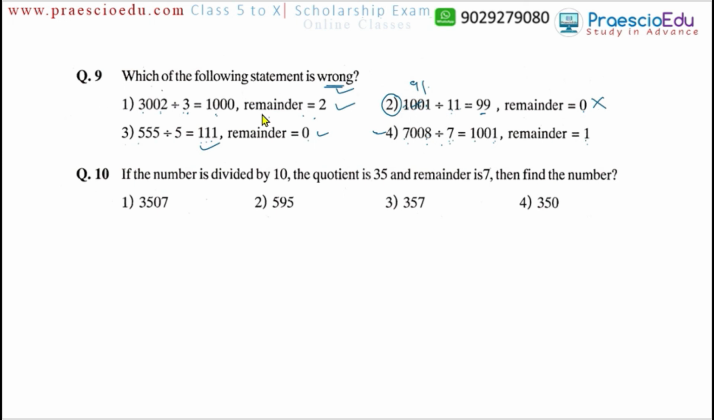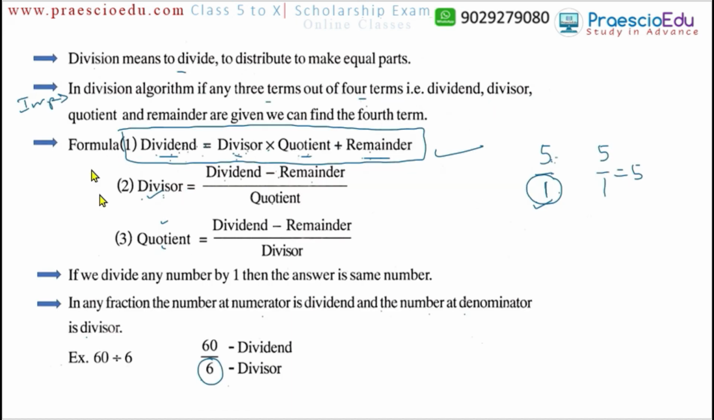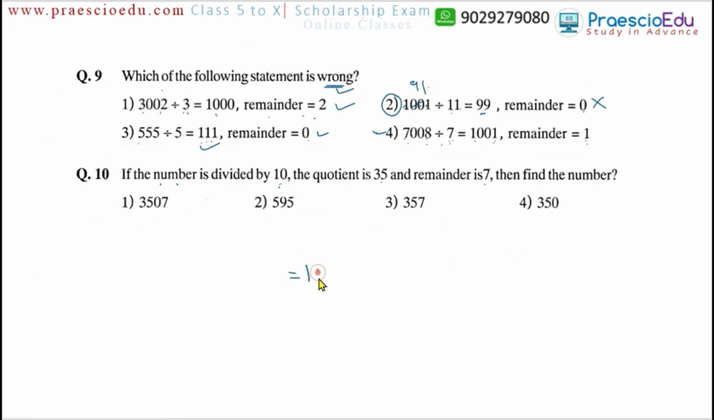Now question number 10. If a number is divided by 10, the quotient is 35 and the remainder is 7, then find the number. To solve this, we have to find the dividend. We know the divisor, we know the quotient, and we know the remainder. So 10 is the divisor, and this divisor is multiplied by the quotient 35, and then we have to add the 7.